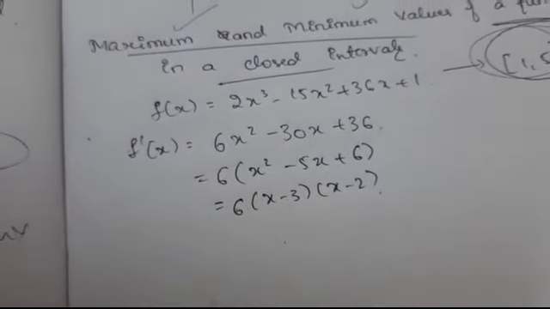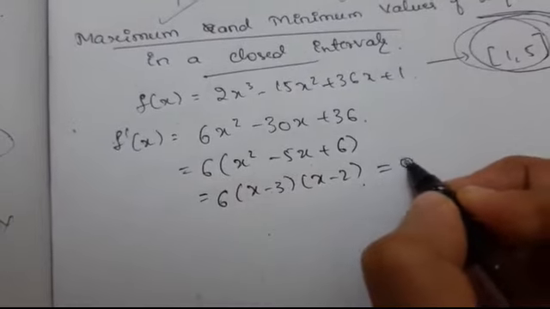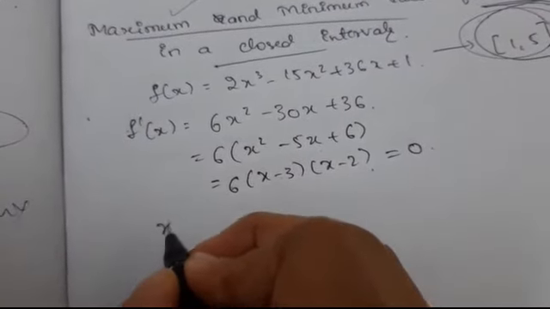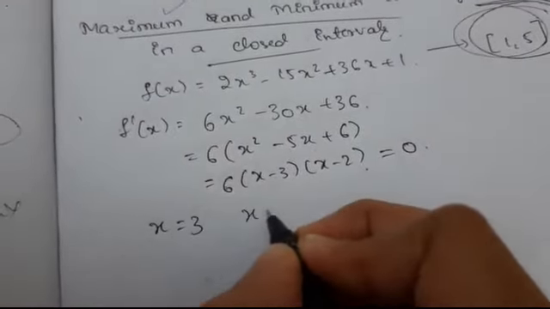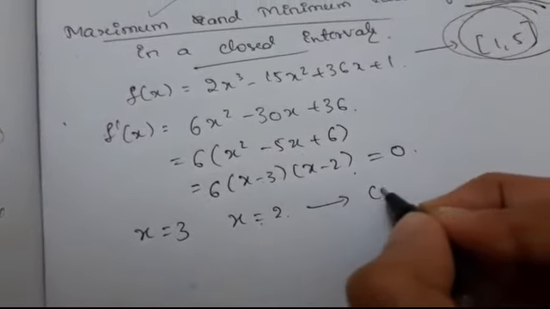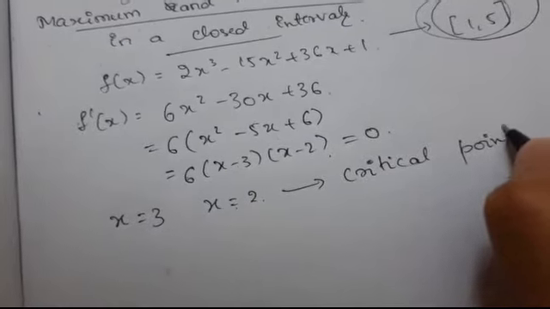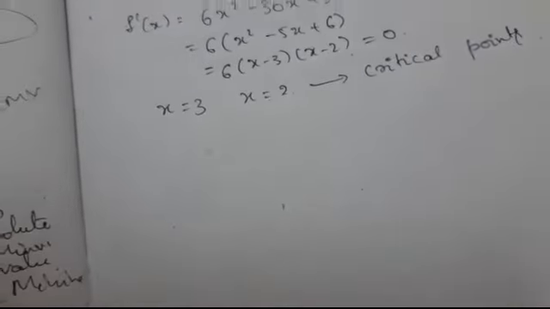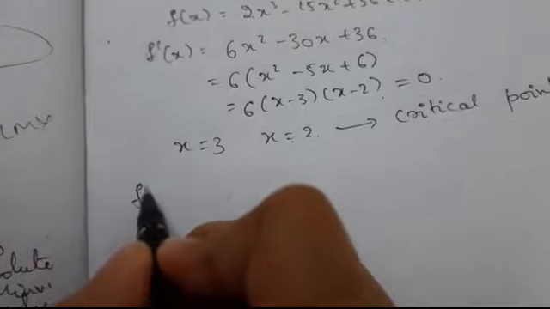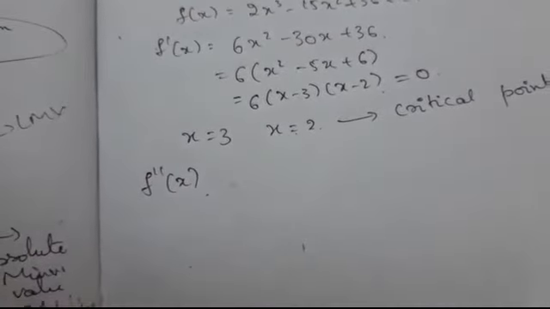So this is our f dash of x. Suppose I equate this to 0, I am going to get the value x is equal to 3 and x is equal to 2. So these 2 points are our critical points. After getting the critical points, I am taking the f double dash of x.